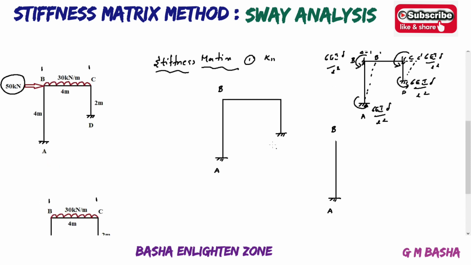See here, there will be one anti-clockwise force acting, that is 6EI delta by L square. Similarly, an anti-clockwise force is acting, that is 6EI delta by L square. What about delta? Delta will be equal to 1. You don't need to take delta also, it will be okay. 6EI by L square, 6EI by L square.